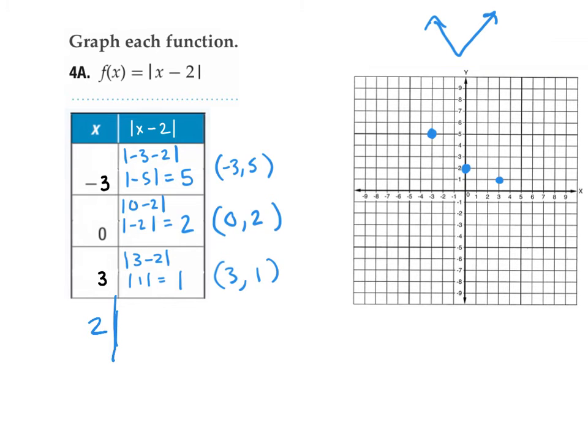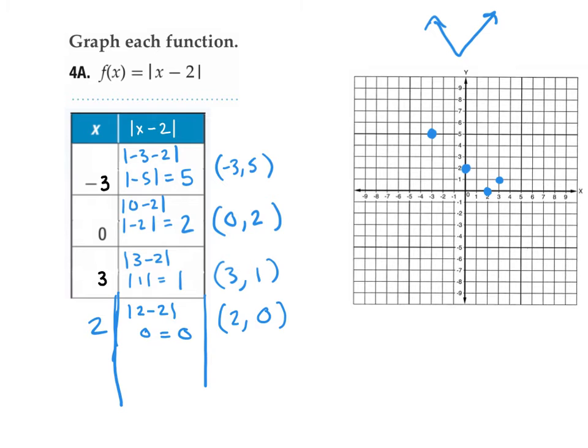So we have the absolute value of 2 minus 2, which is what? 0. So when we plug in 2, what's our point? What's our point here? 2, 0. So we go to the right 2 and stay at 0.